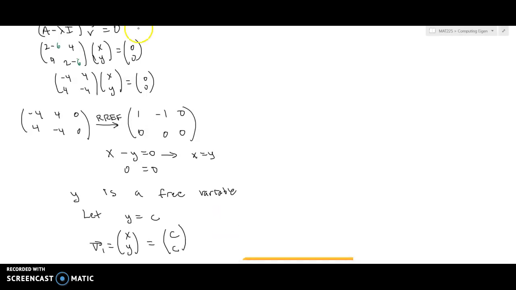And then this is the point where you can choose whatever vector you want other than the 0 vector. If you choose c equals 1, that's a nice choice because that will give us the 1, 1 vector, and that's our eigenvector from the previous example.